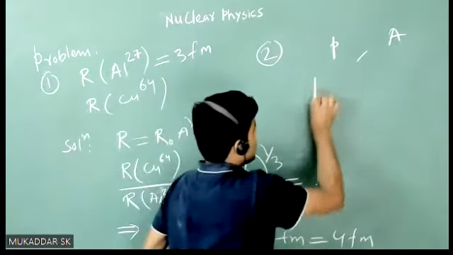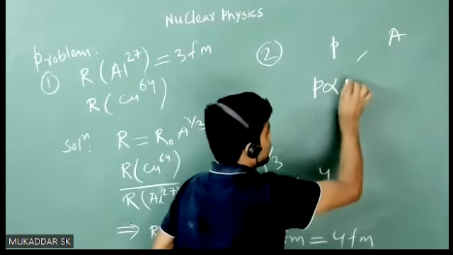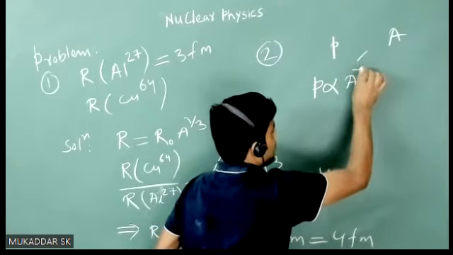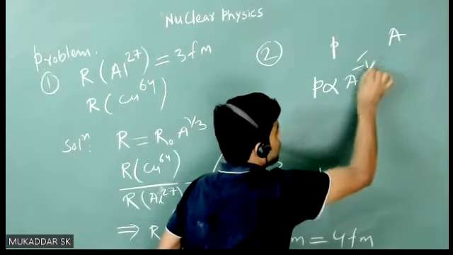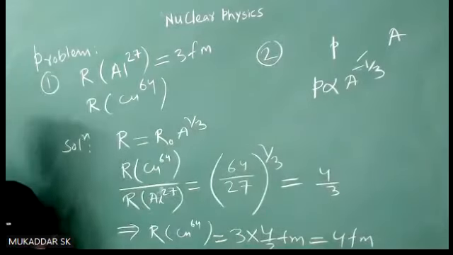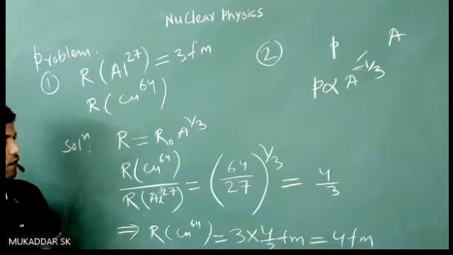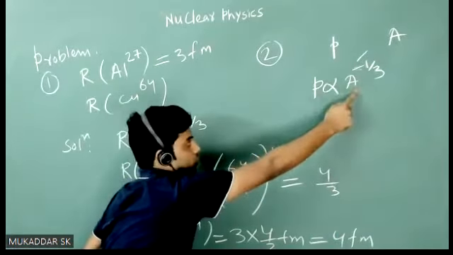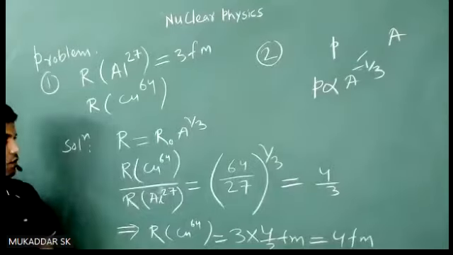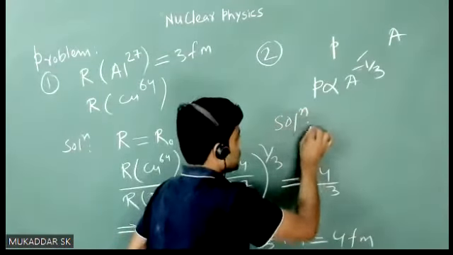as follows: the mean momentum of a nucleon inside the nucleus will be this kind of variation. So mean momentum p is proportional to A to the power minus 1/3. Is it clear? So the mean momentum of a nucleon inside the nucleus varies with mass number capital A as p proportional to A to the power minus 1/3. It's a very simple problem. So how will we solve this?